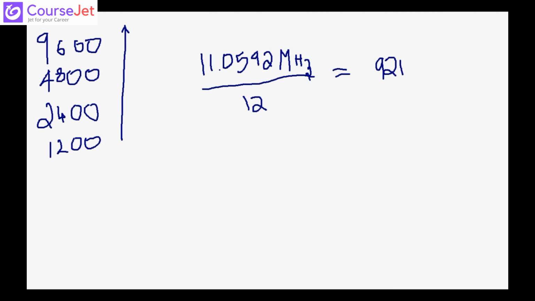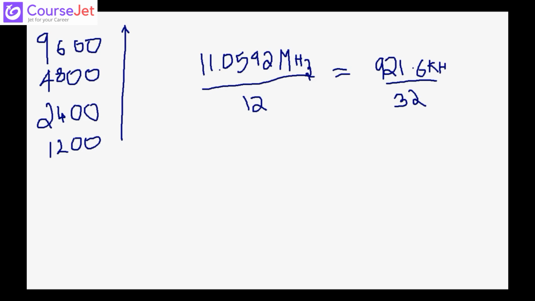Why we are using 12 is because each operation requires one machine cycle, and one machine cycle constitutes 12 pulses. So we get 921.6 kilohertz now. For this you will have to divide it by 32. Then you will get a value of 28,800.